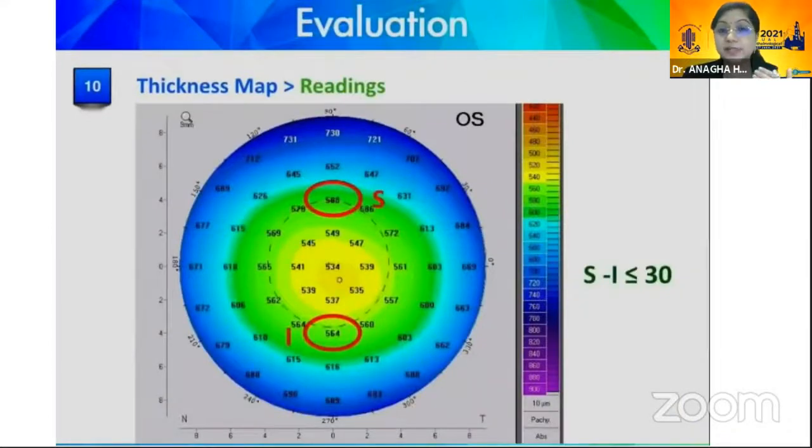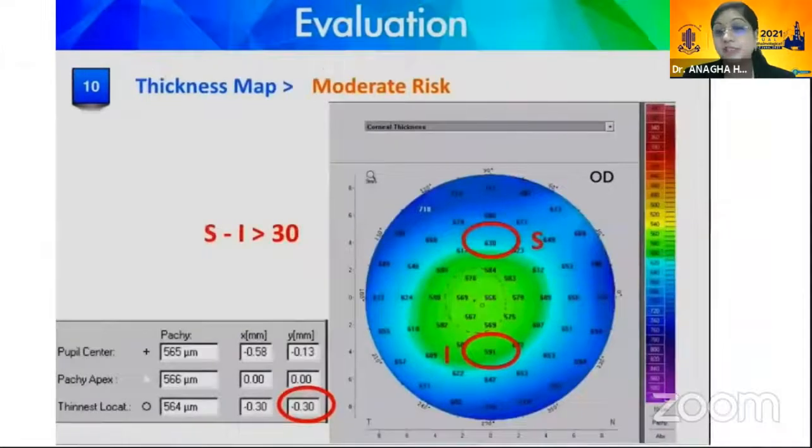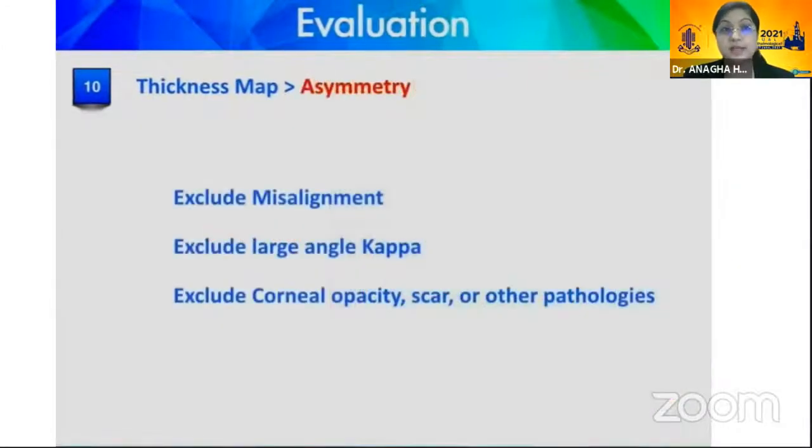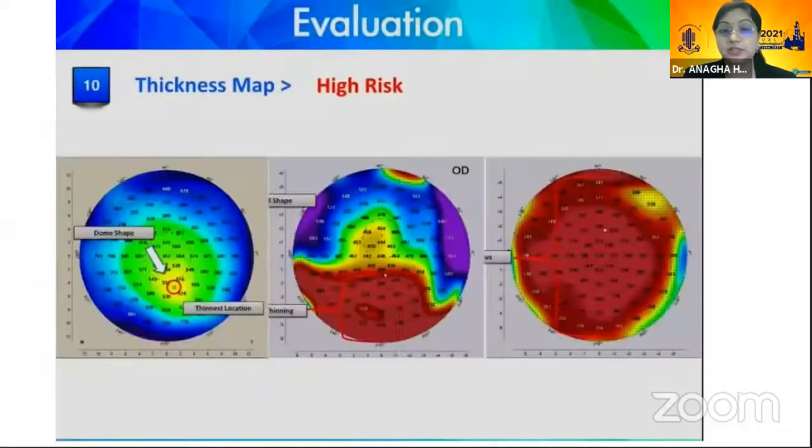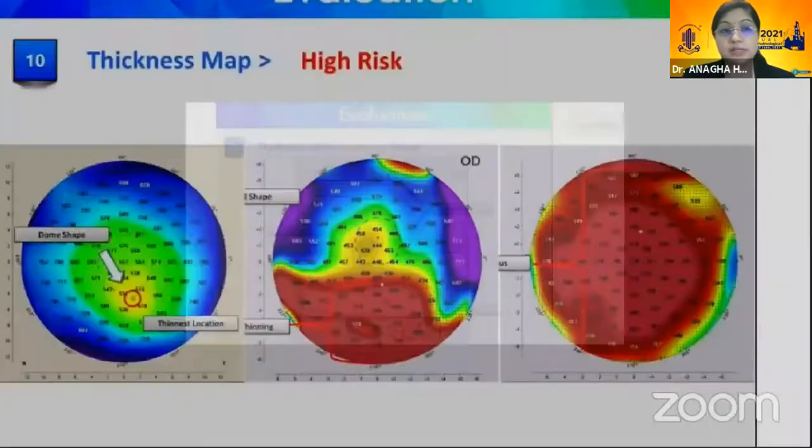There could be a difference in superior and inferior corneal thickness by more than 30, which is a moderate to high risk. In all these cases, remember to exclude misalignment, exclude a large angle kappa, or cases of corneal opacity, scar, or other pathologies. Then you could have a very high risk conditions like this, where there is inferior steepening or a global steepening.